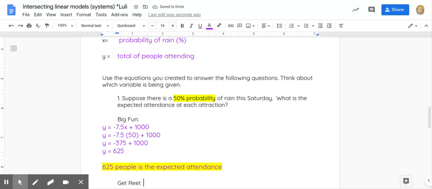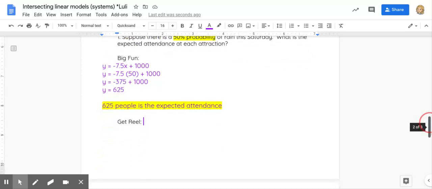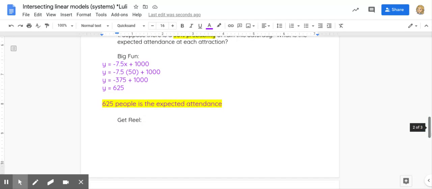Okay, you're going to do the same thing now, but using the Get Real Movie Theaters equation, still 50% probability, so plug 50 in for your x, see what you get. I'll pause it right now so you can try it on your own, and then come back and we'll check.